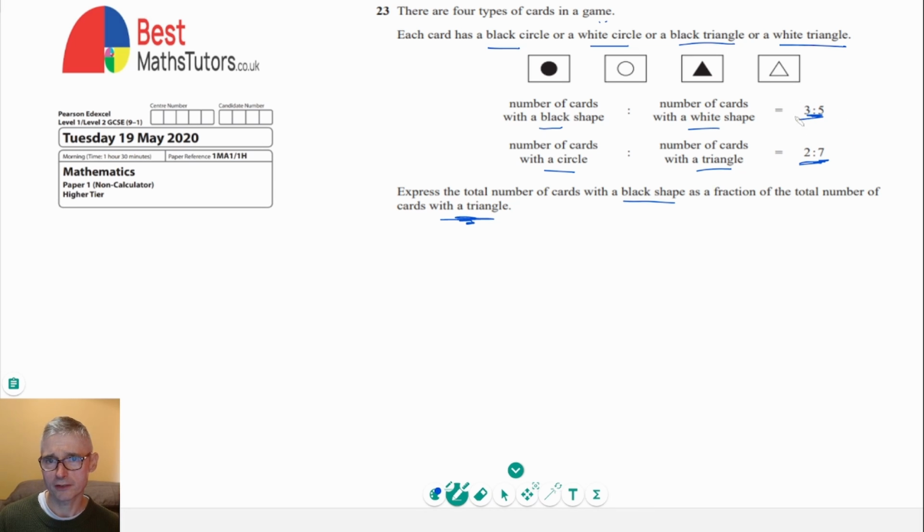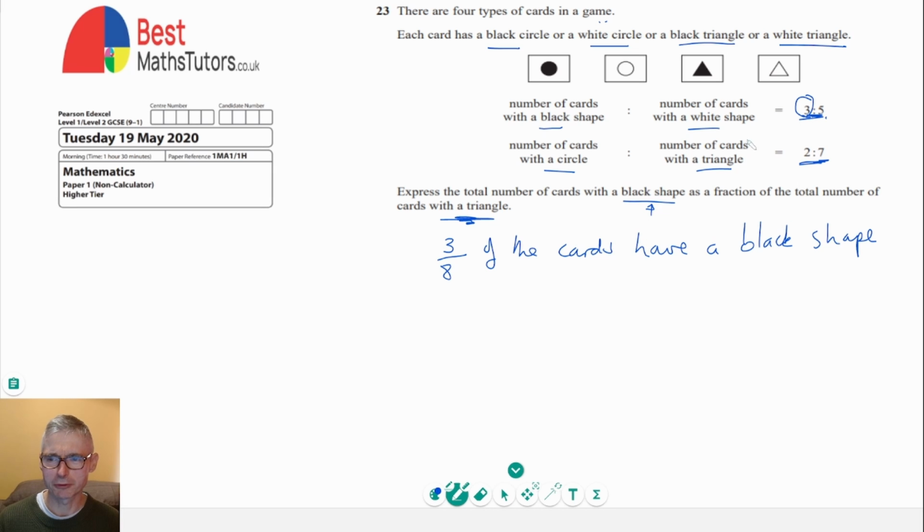The way I'm going to do it is look at what fraction of the cards have actually got a black shape on them to begin with. So we can see that the 3 represents the black cards in that ratio, and the total number of parts there is 8 because we've got 3 plus 5. So what we can do, we can say that 3/8 of the cards have a black shape.